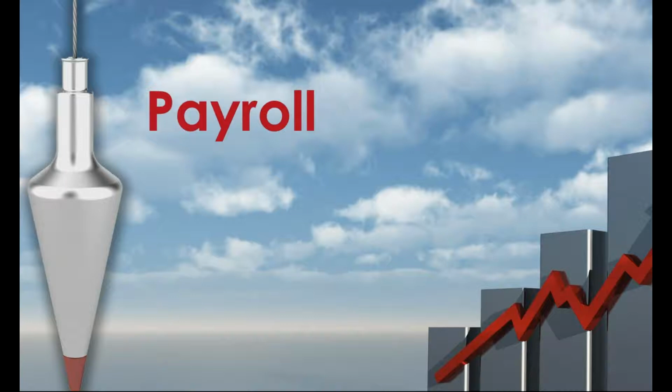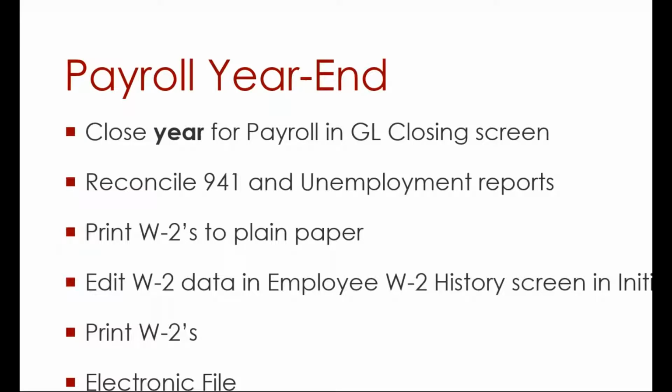Moving on to the payroll module. The typical flow for the year-end processing in the payroll module includes closing the year for payroll in the GL closing screen, reconciling the 941 and unemployment reports, printing the W-2s to plain paper to review the calculated amounts, editing the W-2 data as needed in employee W-2 history in initialized mode, printing the W-2s, and generating the electronic file. So let's visit these items in a bit more detail.